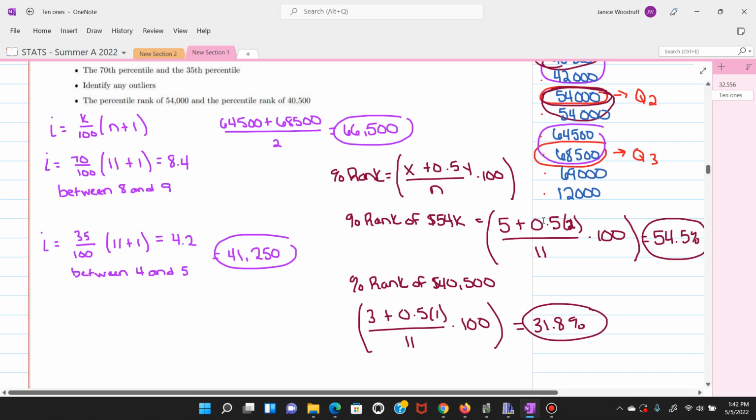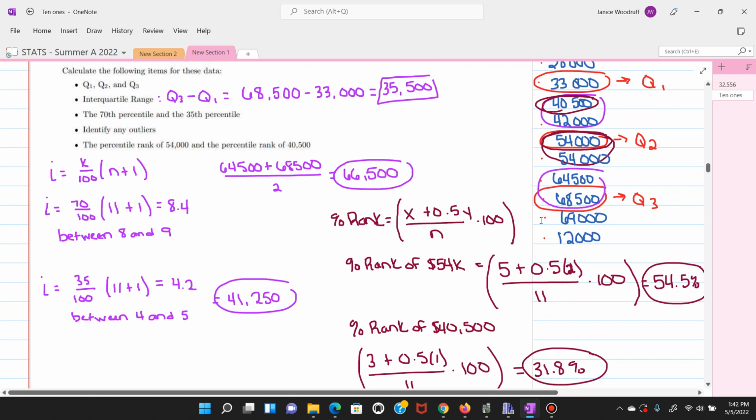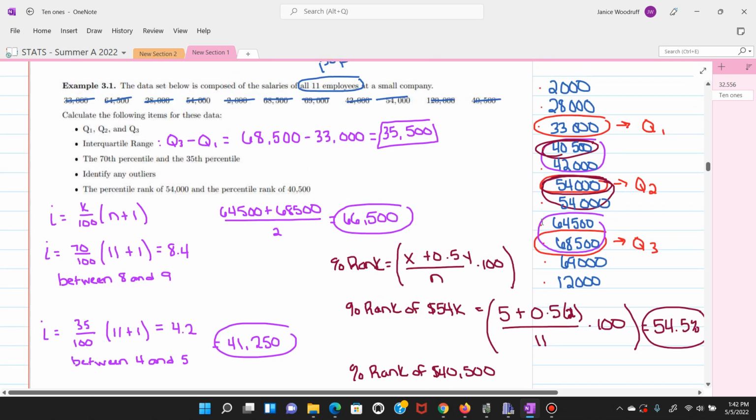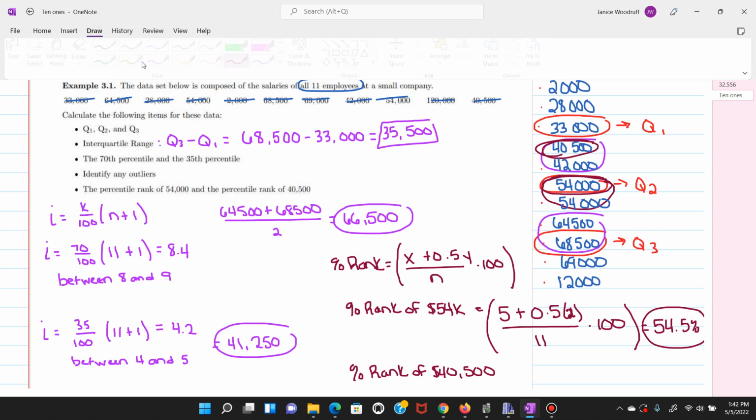Okay, and then outliers. So there is an actual test to identify outliers. So you might think 120,000 might be an outlier or 2,000 might be an outlier. Let's take a look. I'm going to erase this so we have some room.